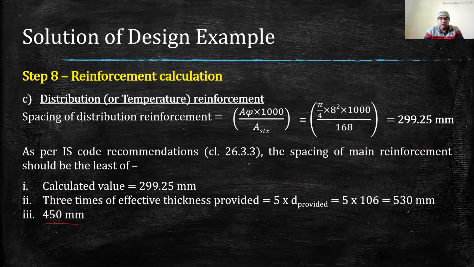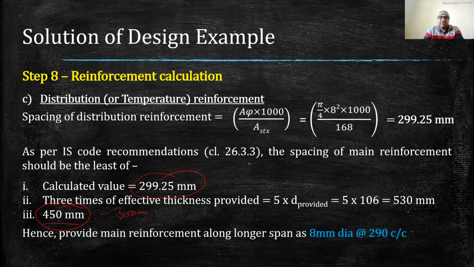For main reinforcement it was 300. For the distribution, it is 450. So that is the difference also provided there. Of these three values, the least value is 299.25. Again, we have to round off this value to the lower side, and the rounded value becomes 290. So this time also we will write that we are providing the distribution reinforcement along the longer as well as along the shorter span, 8 mm dia at the rate of 290 center to center.